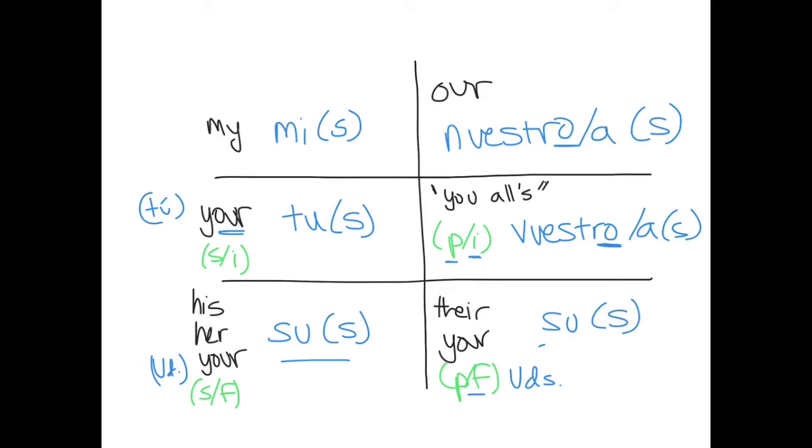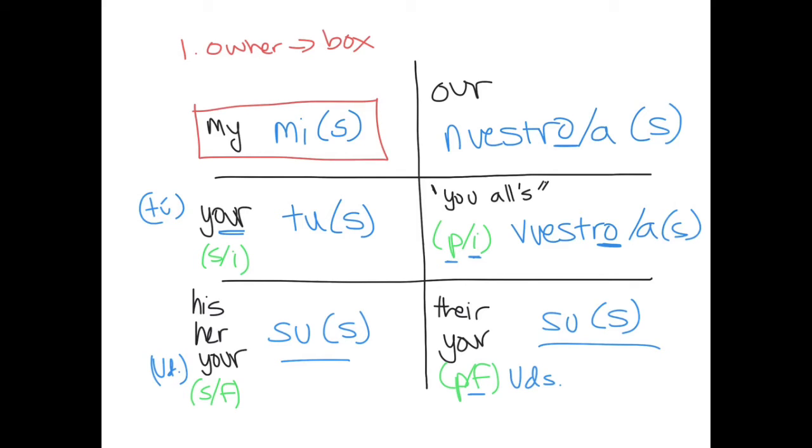You'll notice these last two on the bottom in the third person are the same, so you have to use other context clues to make sure you know who is actually possessing these items. So basically, as a recap, the owner decides which box from this chart to use. So for example, if I am the owner, I would use this box here, and you'll notice it corresponds to the yo form box on a conjugation table.